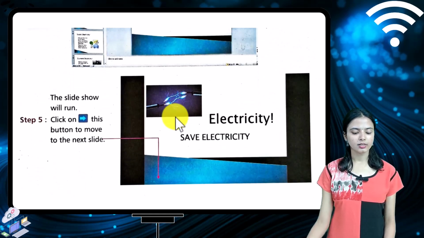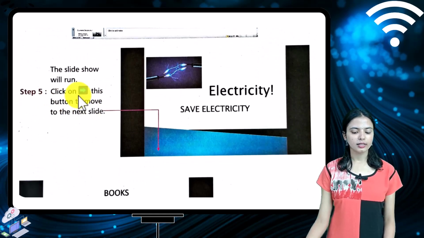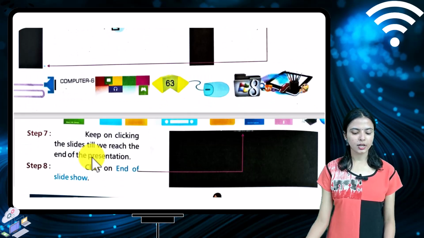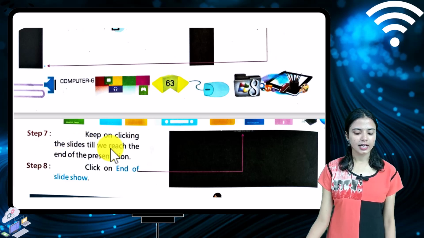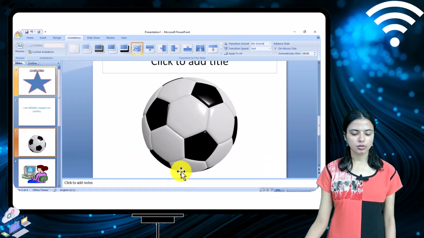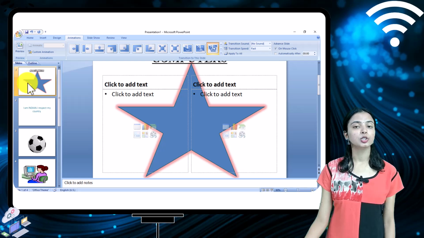Okay, students. Now the slideshow will run. Click on the arrow button to move to the next slide. Click on this button to move to the previous slide. Keep on clicking the slides till we reach the end of the presentation. Click on the end of the slideshow. I will show here to see the slideshow of your presentation.